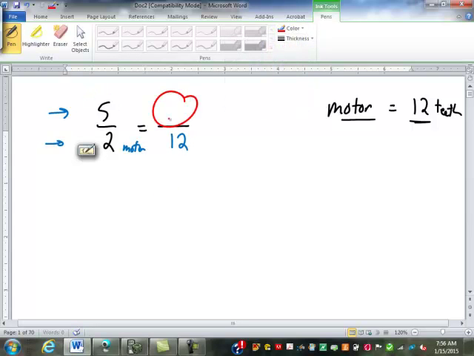To find this missing number, of course, we could just multiply by 6 to do the fractions. But when we did our percents, we learned how to cross multiply. 5 times 12 is 60. And what do we do with the 2? Divide by 2. 30 teeth is what we need there.